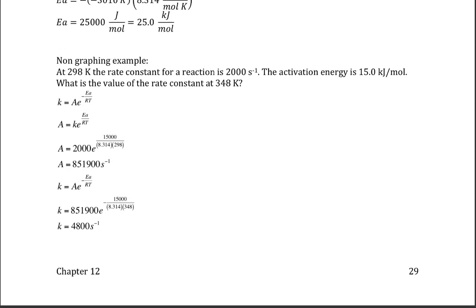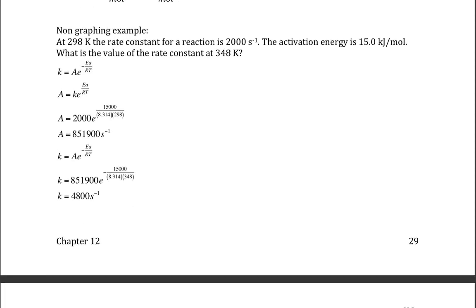Here's a non-graphing example where we're given data at one temperature and we're asked to find the rate constant at a higher temperature. So we expect it to be larger at this higher temperature. At 298 Kelvin, the rate constant for a reaction is 2000 seconds to the minus 1. The activation energy is 15.0 kilojoules per mole. What is the value of the rate constant at 348 Kelvin?